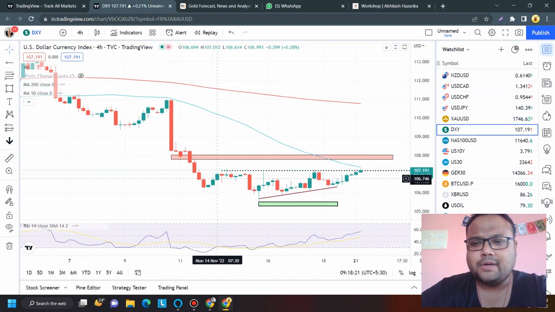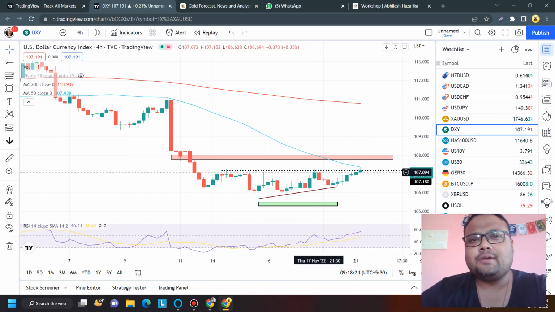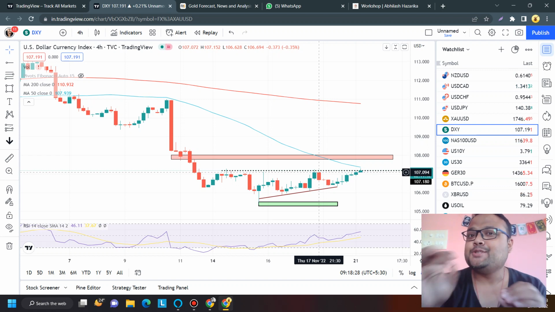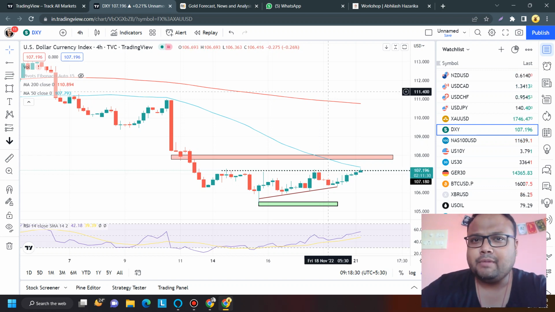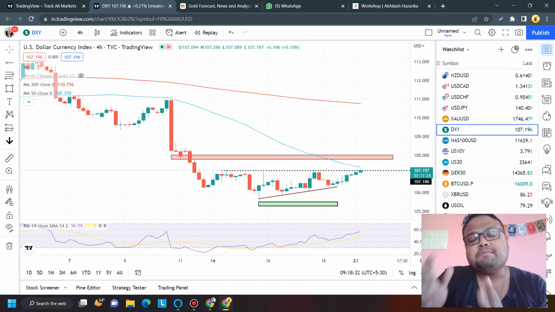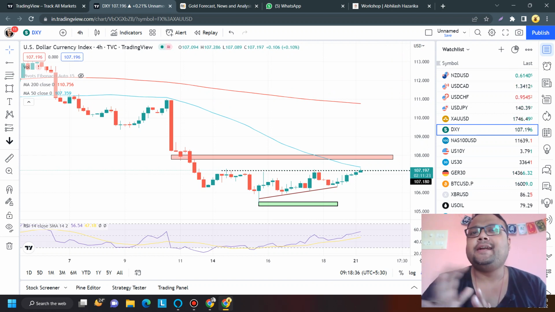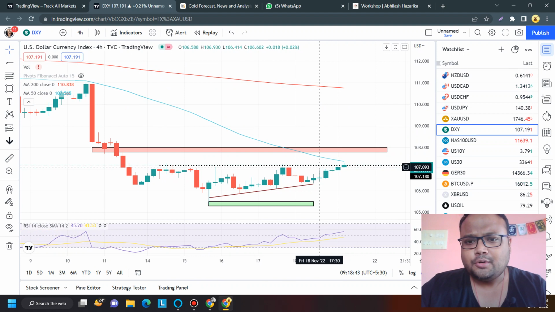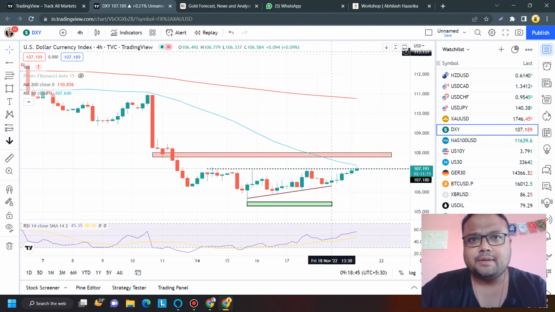DXY is showing some sort of recovery signs. Keep in mind, this is not a clean recovery, because as we all know, today is Monday. Usually during the first half of Monday we do not see much volatility due to less volume in the market, and for a proper breakout we need volume. So this is a perfect example of a Monday market.